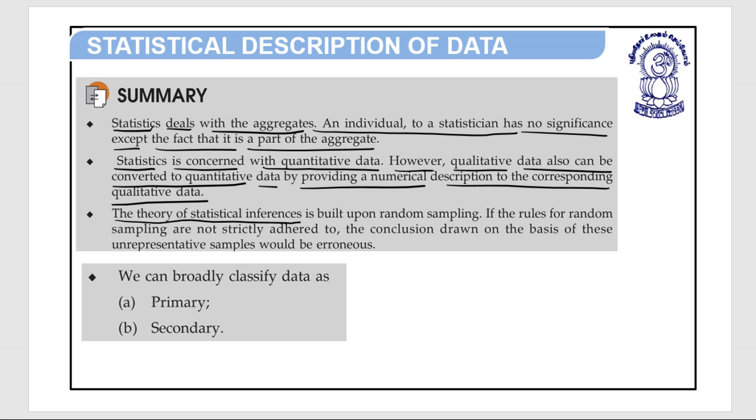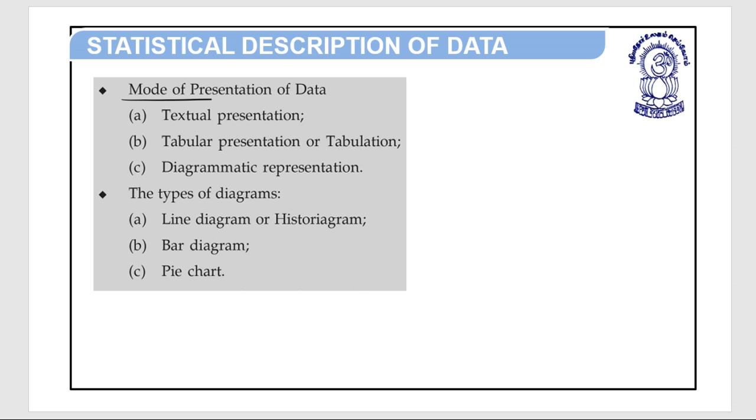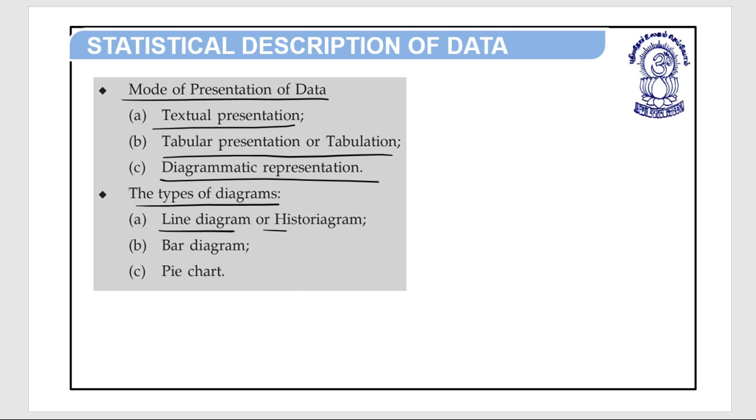The theory of statistical inference is built upon random sampling. If the rules for random sampling are not strictly adhered to, the conclusions drawn on the basis of these unrepresentative samples would be erroneous. We can broadly classify data as primary and secondary. Mode of presentation of data: textual presentation, tabular presentation or tabulation, and diagrammatic representation. The types of diagrams: line diagram, histogram, bar diagram and pie chart.